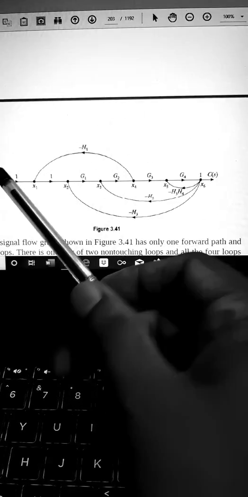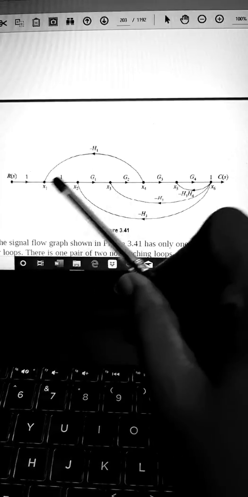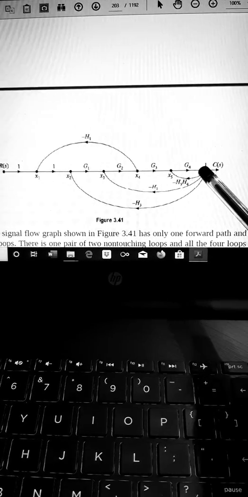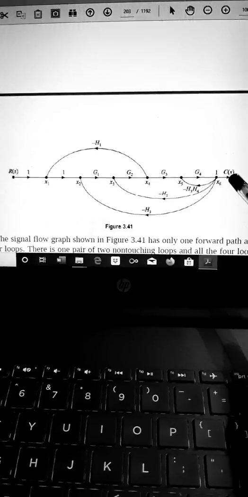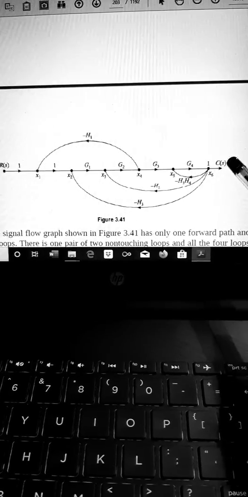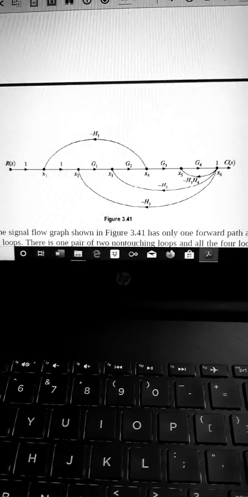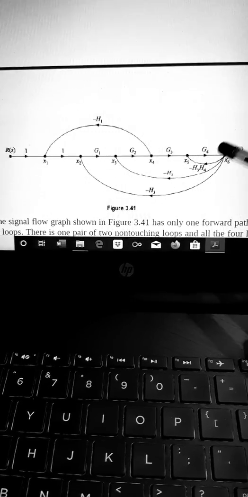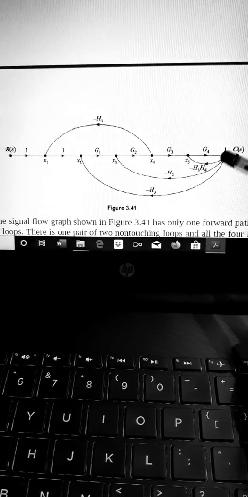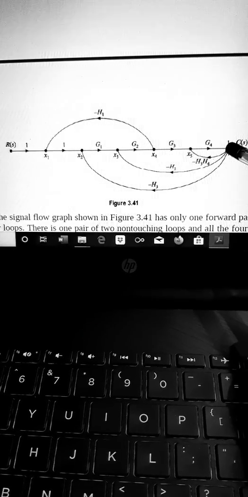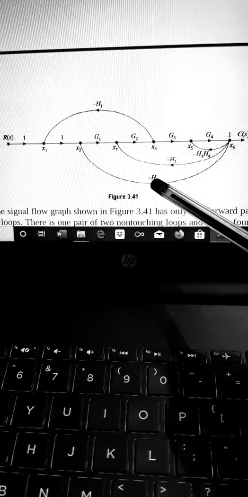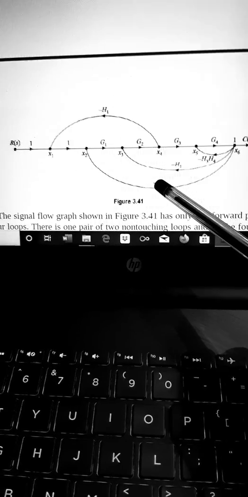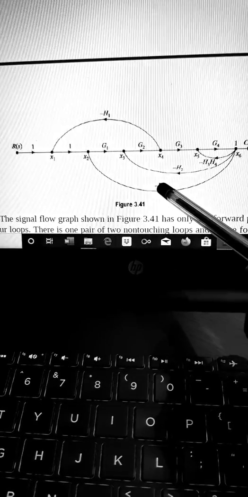You are having R(s), X1, X2, X3, X4, X5, X6. After that, you can put this, then you can put 1, then you can put C(s). That is better. One more node as C(s). Now you know that from there one is minus H2, another line is coming, it is diverting to 2. First one is passing through H3 and it will go to X2.